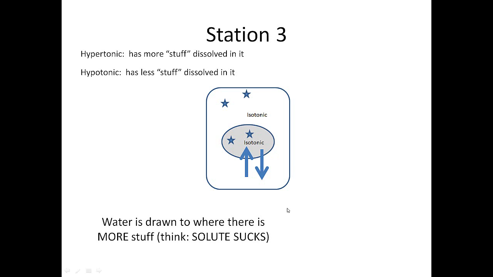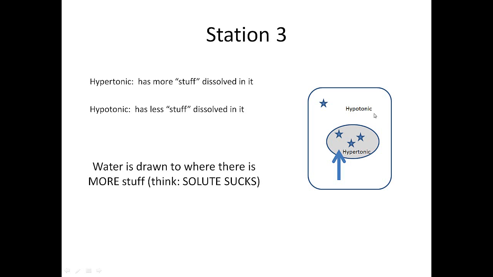Our last option is to have the outside of the cell or the egg or whatever we're looking at be hypotonic. So out here, there's only one salt molecule, whereas inside the egg or cell or whatever we're looking at has 3. It's hypertonic. It has more stuff dissolved in it. And like I told you before, water goes where there's more stuff. Solute sucks. So the water's getting sucked where there's more solute. In this case, if this was an egg, what would happen to the egg? The water would actually go in it, and it would get bigger. So if you see an egg that is huge compared to another egg that's sitting out there, then this is the kind of situation you're looking at.